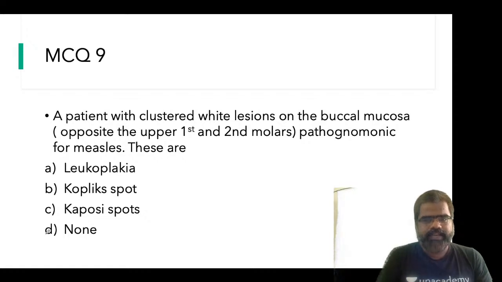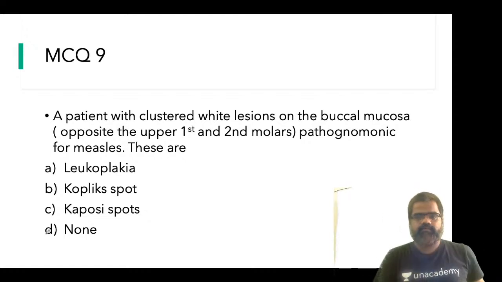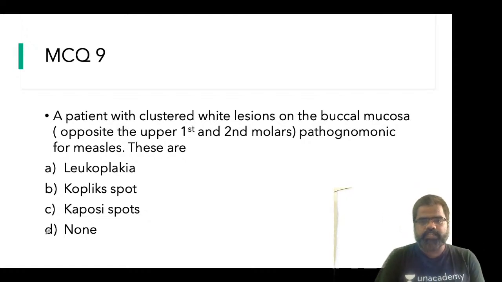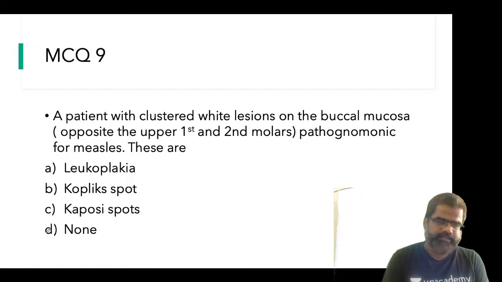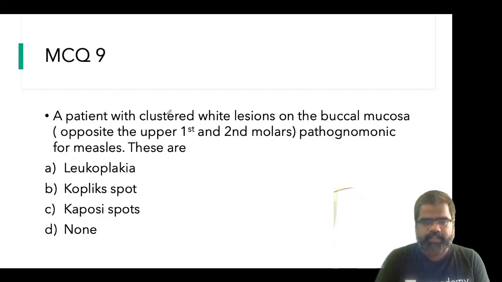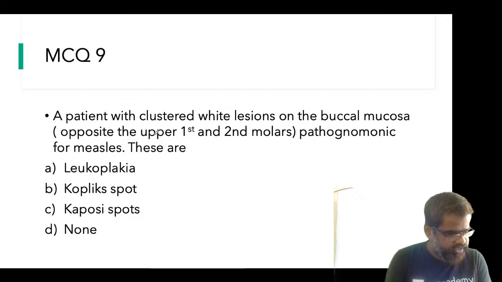Now let's take the next question, student. A patient with clustered white lesions on the buccal mucosa opposite the upper first and second molar, pathognomic for measles. These are what? Very easy question asked. So yes, I think nobody should get this wrong.